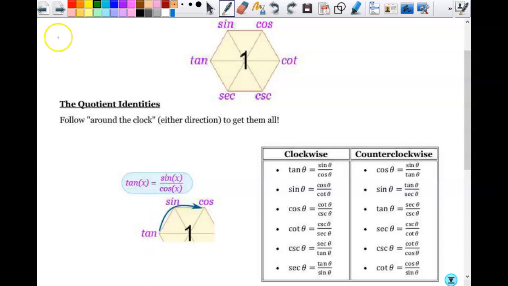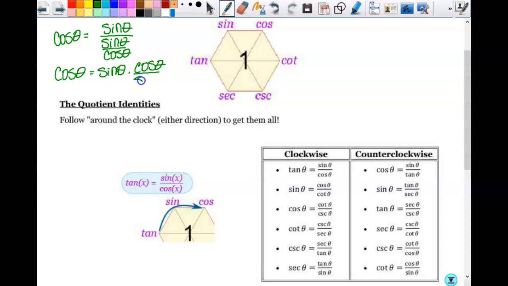So watch this. Cosine theta equals, so this says cosine is sine over tangent, right? So this is sine theta over tangent theta, but can't I write that as sine over cosine? So then when I multiply by the reciprocal, this will give me cosine theta equals sine theta times cosine theta over sine theta. And then those cancel out, so cosine equals cosine, right? So you can get there, that's a true statement.